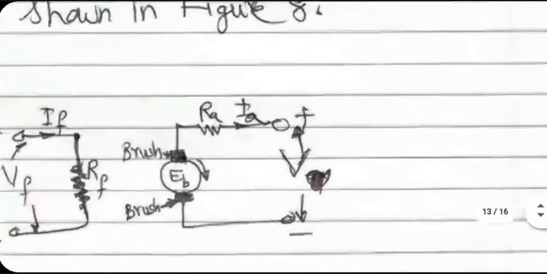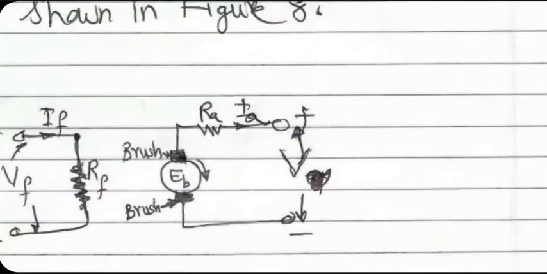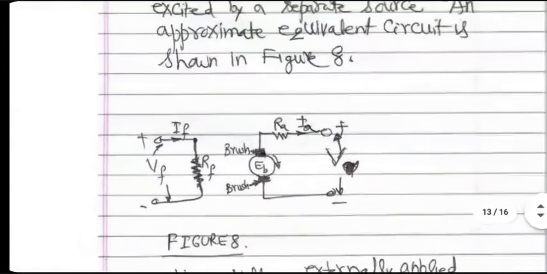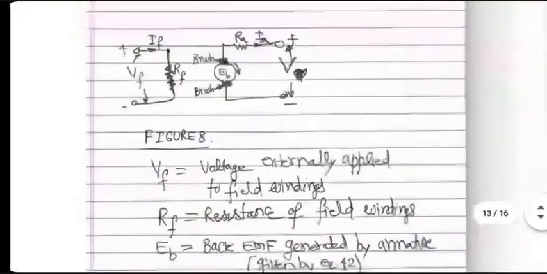And also, if some load is connected between plus and minus terminals on the right hand side, some current would flow. Let that current be called IA, armature current. Then it is obvious that EB minus IA RA will give you V. Simple circuit theory, right? So the separately excited case is not that difficult to analyze.